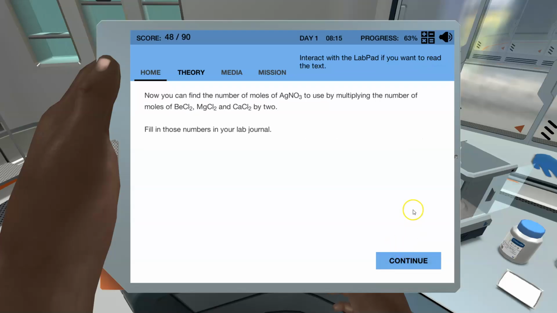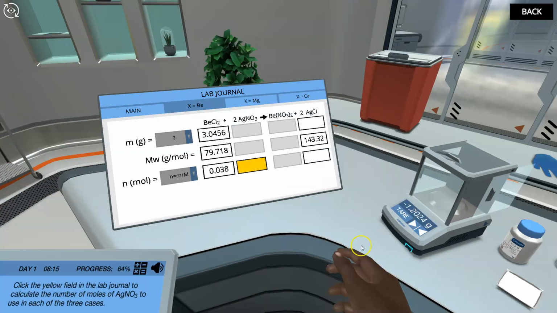Now you can find the number of moles of silver nitrate to use by multiplying the number of moles of beryllium, magnesium and calcium chloride by 2. Fill in those numbers in your lab journal. Click the yellow field in the lab journal to calculate the number of moles of silver nitrate to use in each of the 3 cases.